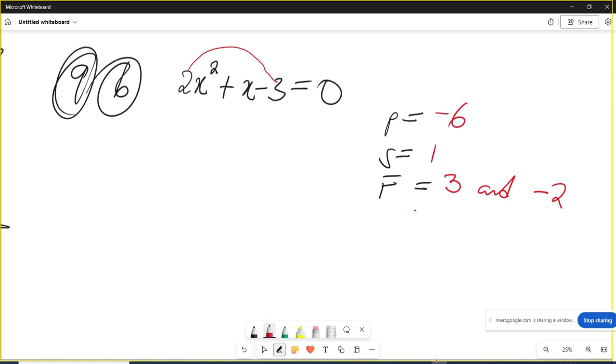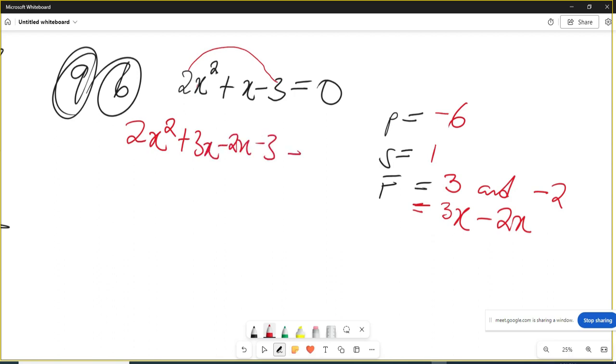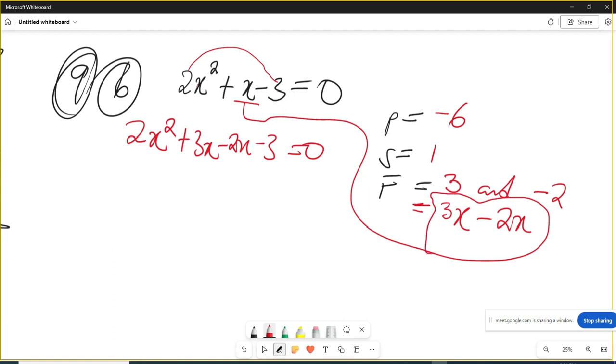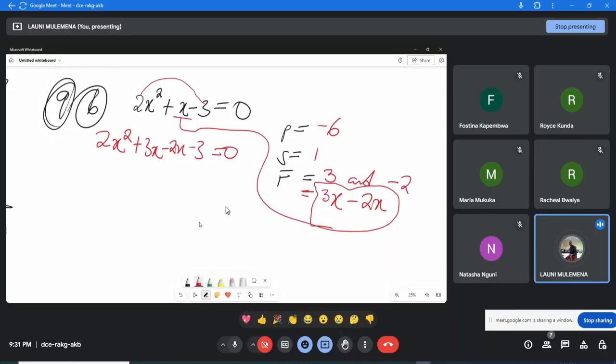Of which these factors, I said, we need to rewrite them in form of a variable that we are having. Or in short, we just multiply these factors by x. Where we say 3 times x, the answer is 3x. And then negative 2 times x, the answer is negative 2x, like that. After having done this, we go back to our expression, where right now we have 2x squared plus 3x minus 2x minus 3 is equal to 0. I've removed x and replaced it with 3x minus 2x.